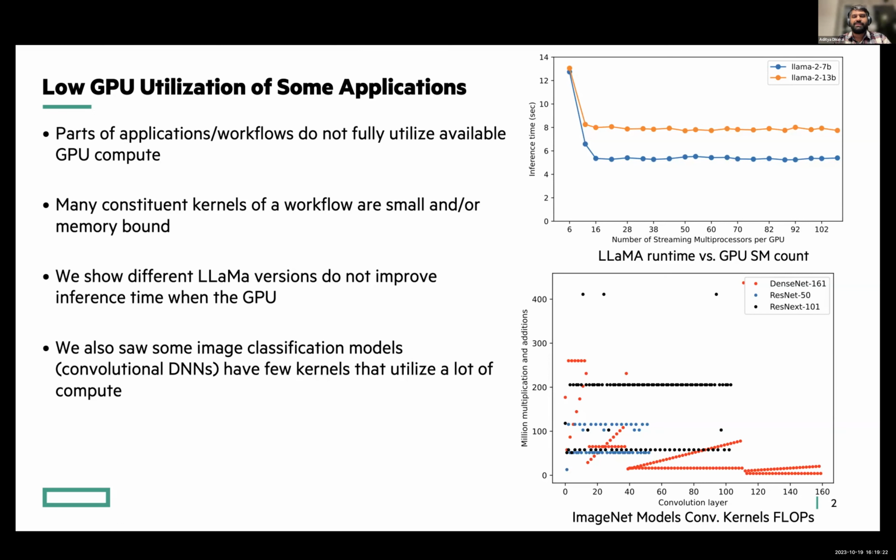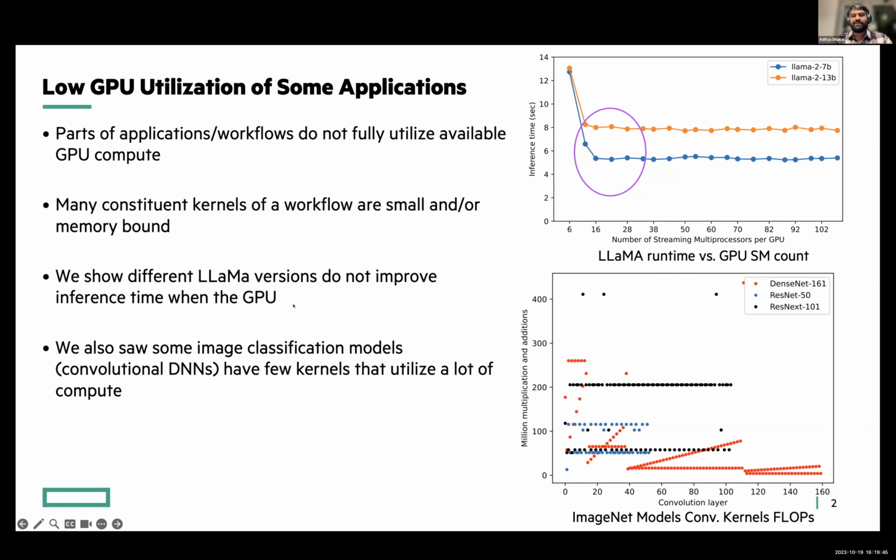So what we did was we checked Llama 2, and the x-axis shows the number of streaming multiprocessors, or amount of compute of a GPU. As we increase it, after a point, quite easily, you will see there's no improvement on the inference latency. It remains the same.